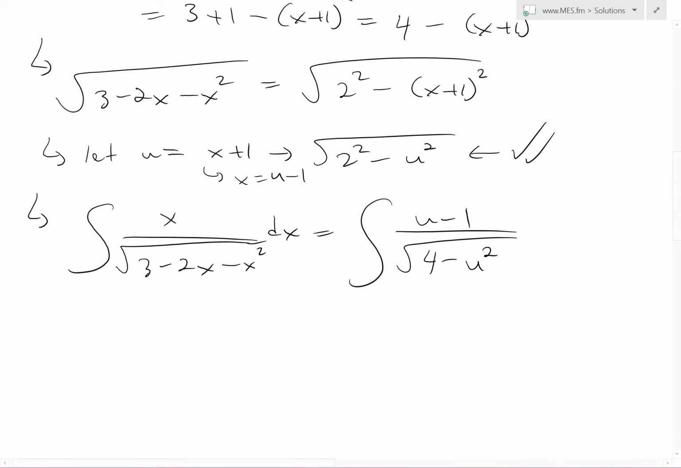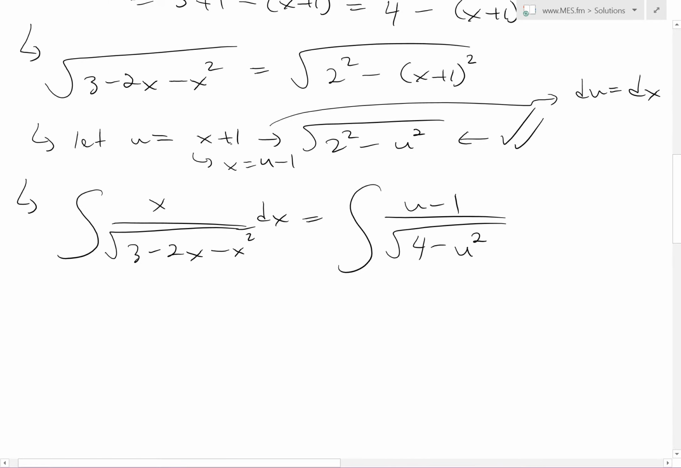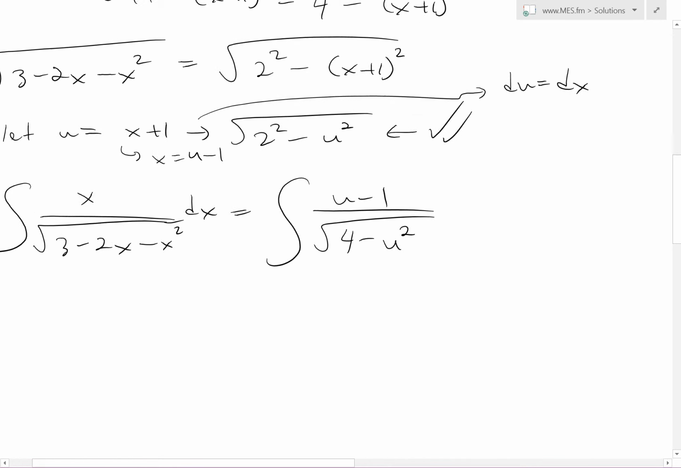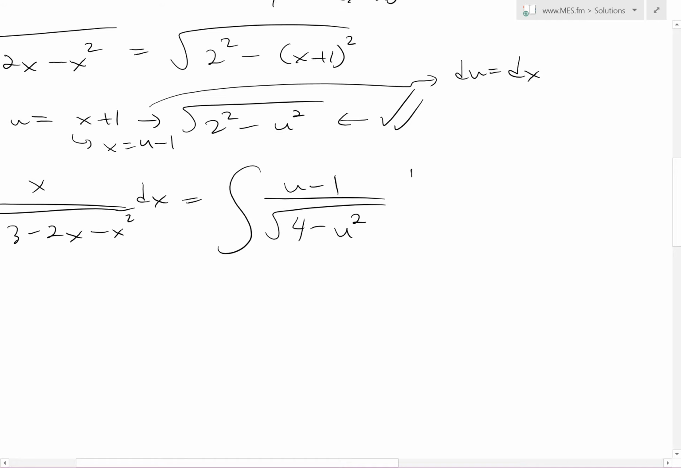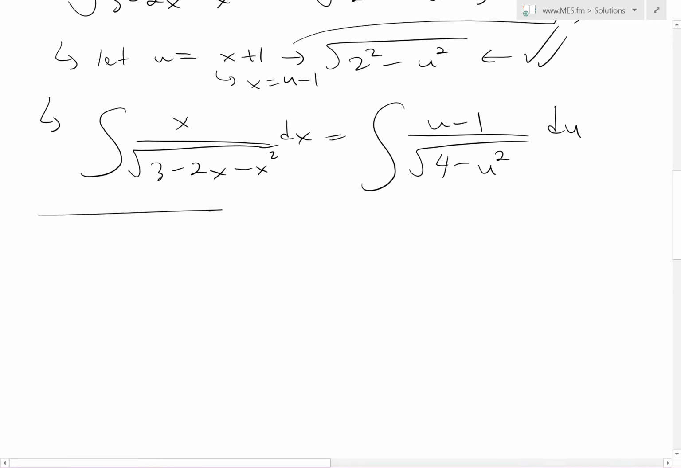Now the dx, well, we could just take this over here and write du, that's just equal to dx, because the derivative of x plus 1 is just 1, and the derivative of 1 is 0, writing a differential like that. So this is just du. So now that we have this, now we could apply trig substitution.